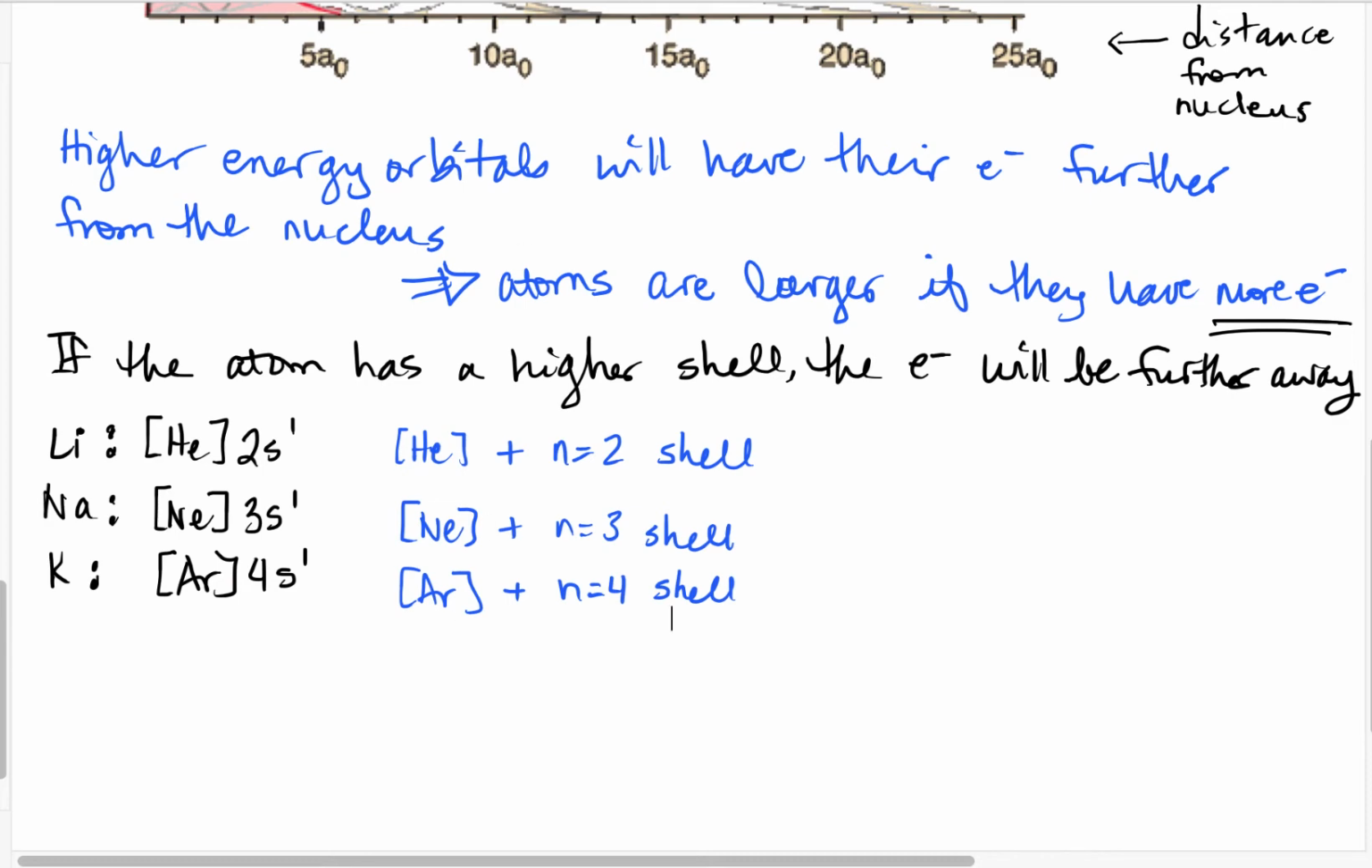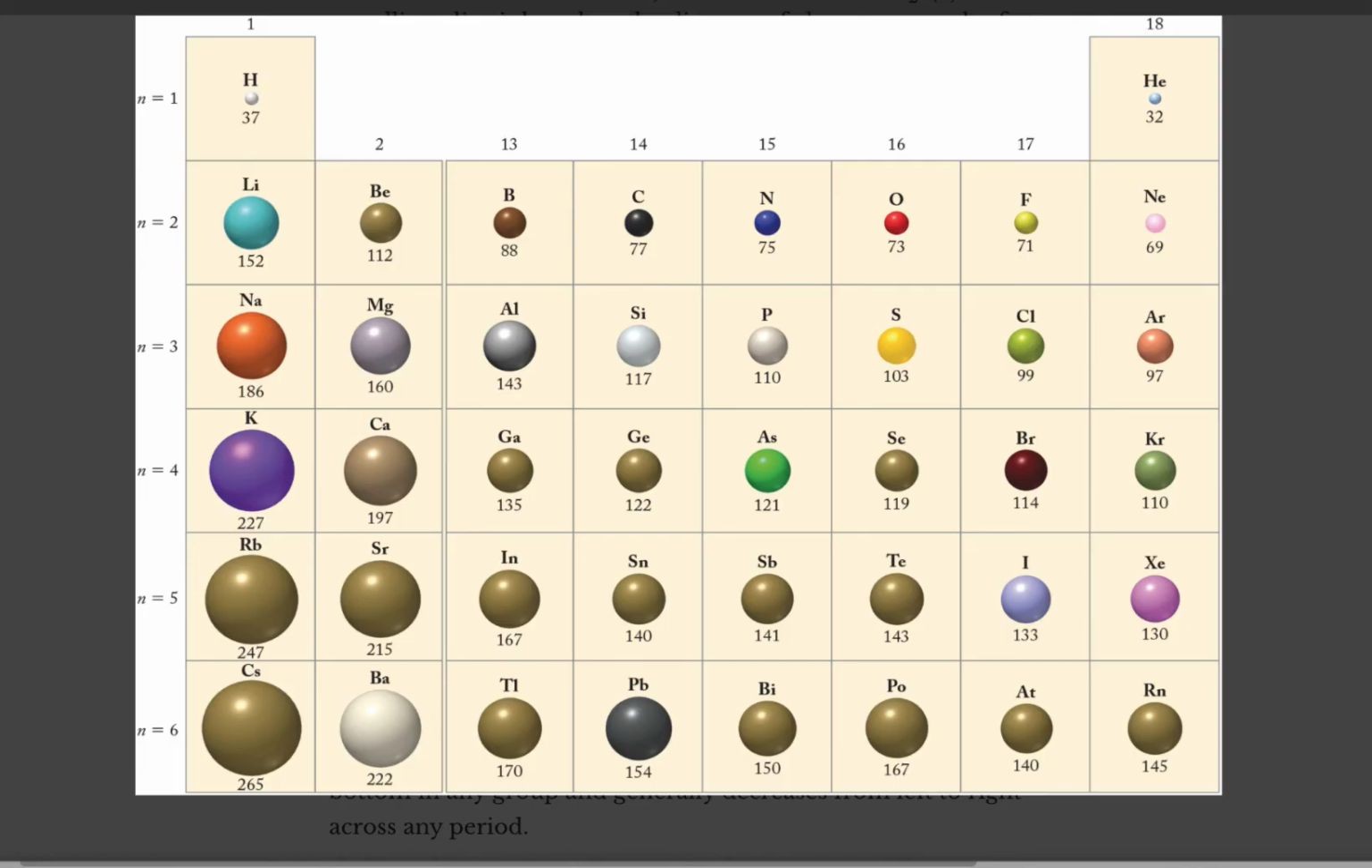So let's go take a look. All right, this is a close-up of figure 7.37 from the textbook. And what we have here are the atomic radii listed in picometers. So we'll review radius and picometers in just a second, but you can see that these numbers are all relative to each other.